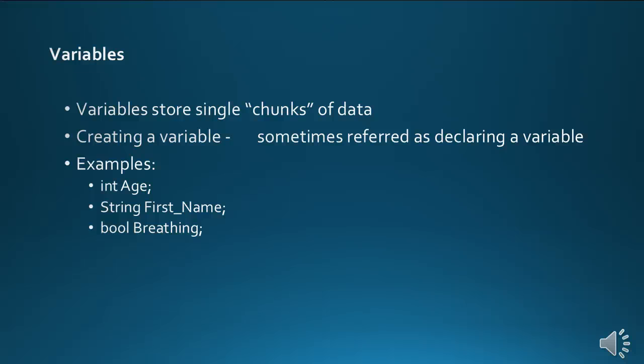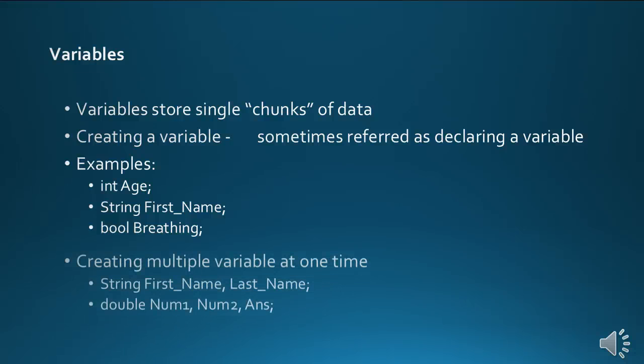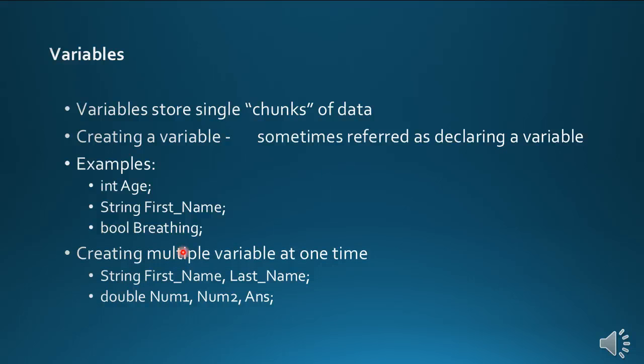We can also create multiple variables at one time. If you look here, we have String and then firstName, lastName, so we're creating two variables on one line of code. We can also do multiple ones for numbers. Here we have a data type called double, and we're creating the variables num1, num2, and answer. So we can create multiple variables at one time on one line, or we can create them one variable at a time.